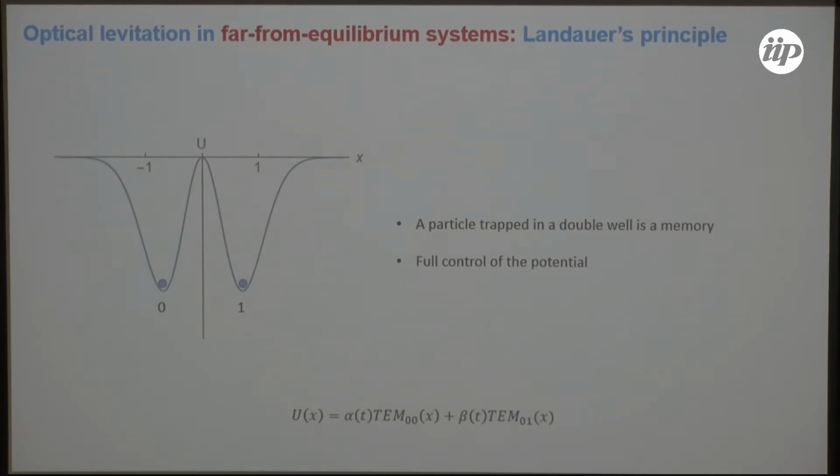The main point here is that an optical potential trapping a nanoparticle is very useful to study problems like Landauer's bound. Suppose that you manage to optically create a double well potential where the particle can either be on the left or on the right, 0 or 1. And you have access to the potential, so you can fully control the shape of this potential. Then what you have is a memory. And if you can change this potential, you can actually perform protocols that erase the information about this memory.